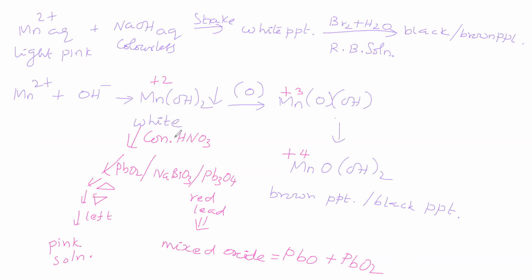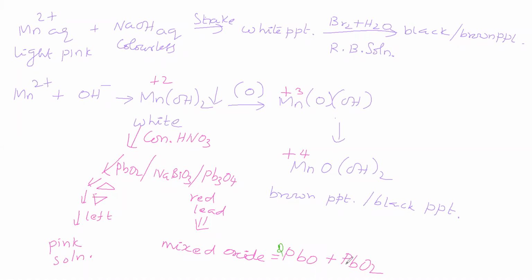To this white precipitate, we are adding conc. nitric acid. Then we are adding PbO2 or NaBiO3, sodium bismuthate, or Pb3O4, red lead. Red lead is a mixed oxide. This Pb3O4 contains PbO and PbO2. Here Pb is 3 times present, but here one time means 2. So in order to make 3, we will make this PbO 2 times.